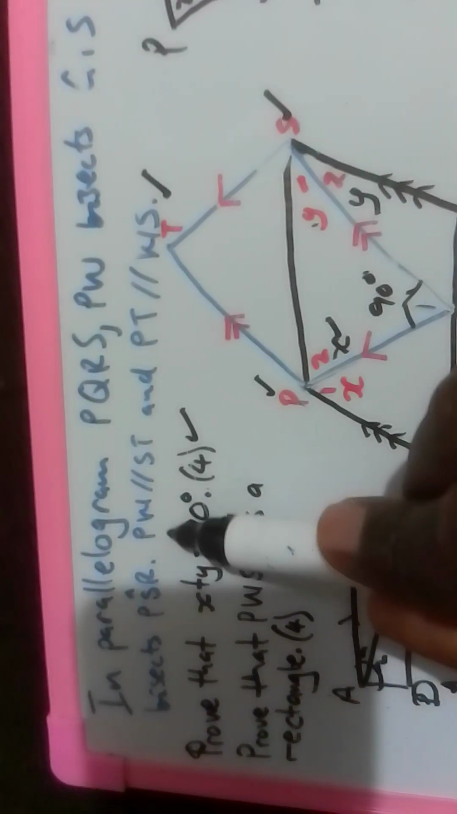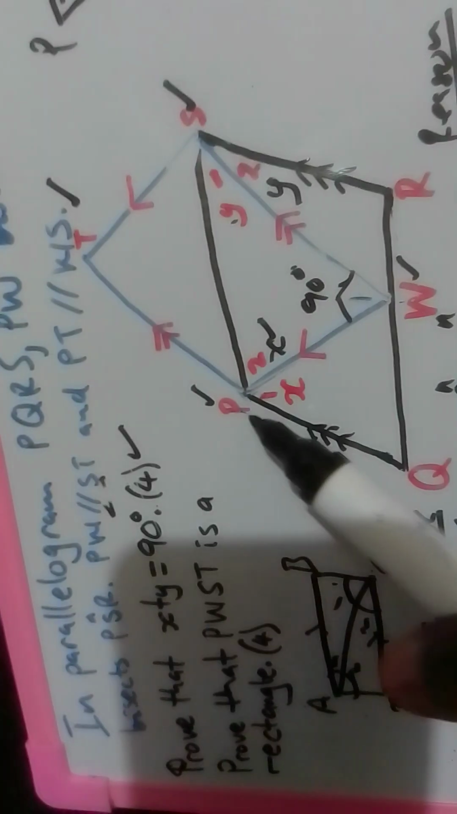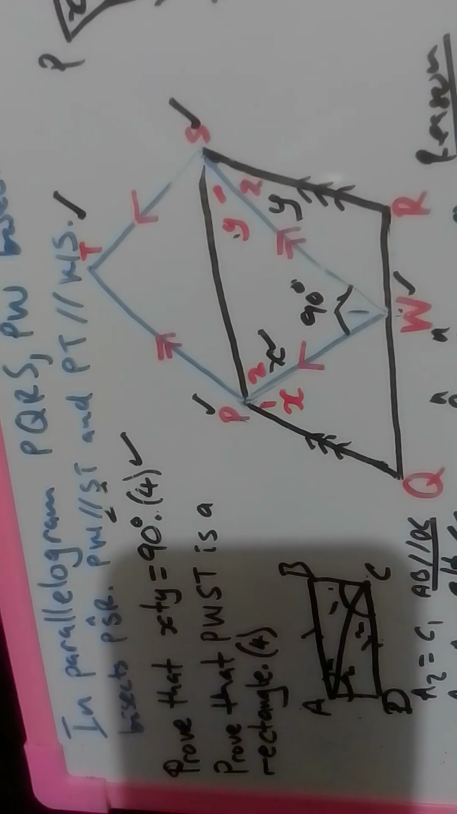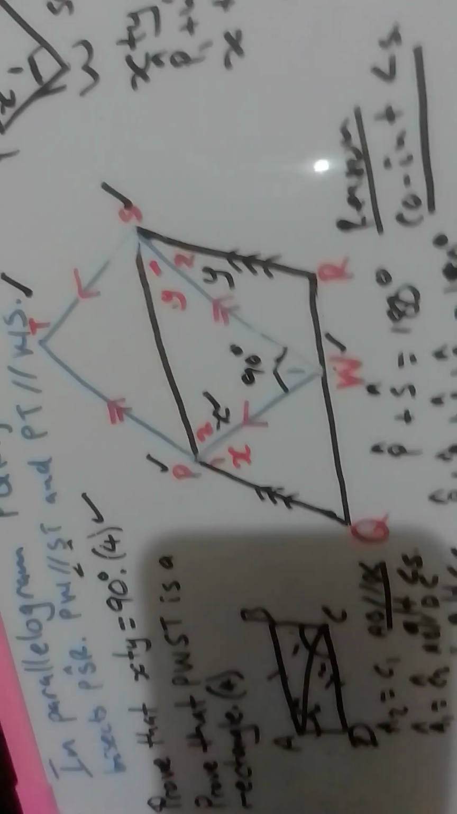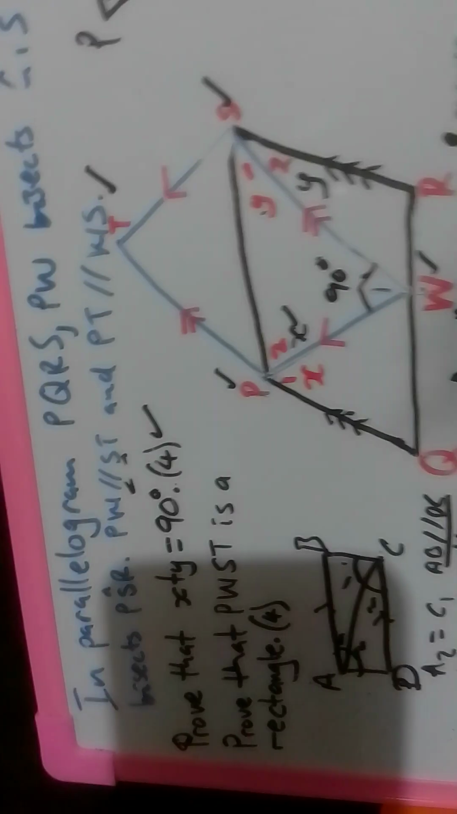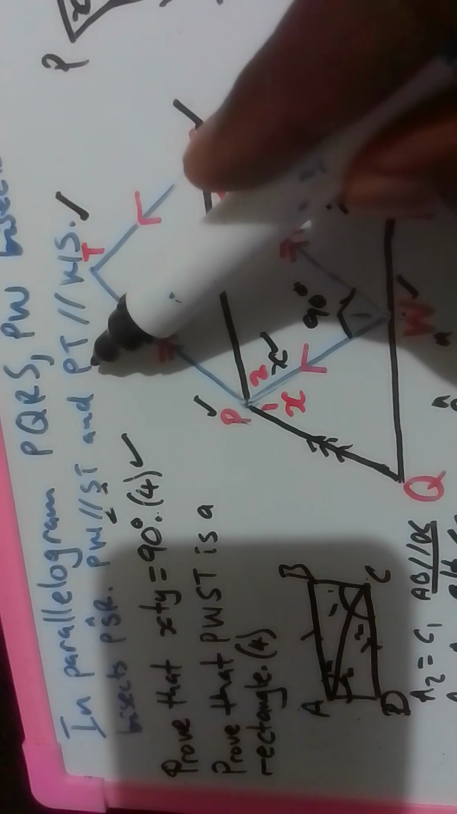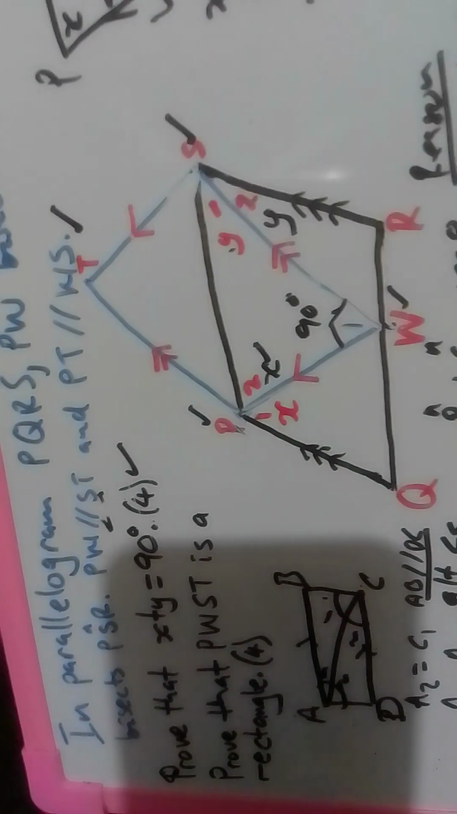Remember, I was given the fact that here PW is parallel to ST, and this is line PW which is parallel to line ST. And from the previous reasons which I gave you, if you are having parallel lines here on a rectangle, it means that PW is equal to ST, right? And also you're given that PT is parallel to WS. It was given PT is parallel to WS.